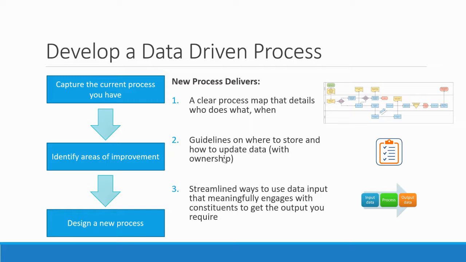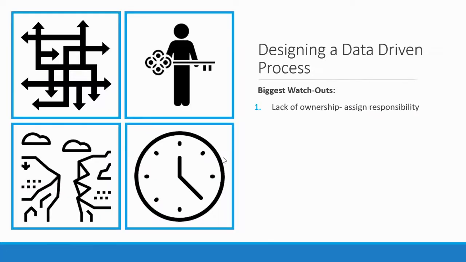The biggest watch outs I have seen when processes are being developed or enhanced is that there isn't clear assigned ownership. If you have all of these steps along a process, but no one clearly owns it, especially when you have remote teams, something could be lost along the way. So make sure you assign responsibilities.